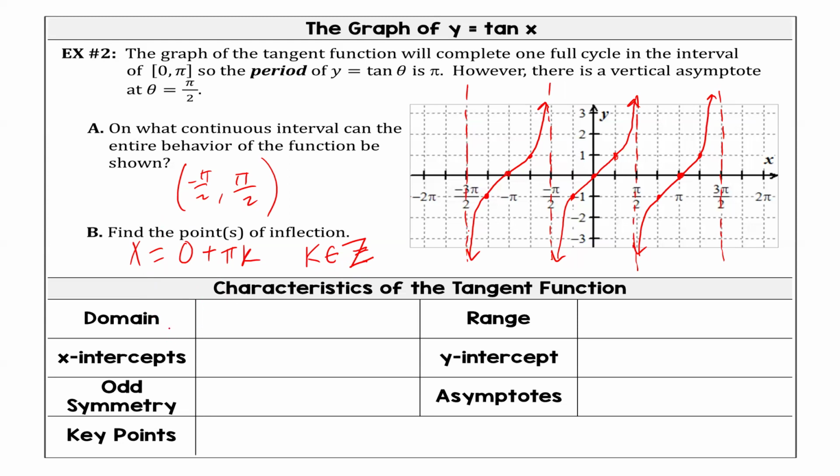All right. So how do we write this? Well, the first thing we have to state is that our B times our X cannot equal pi over 2 or plus any of its multiples.